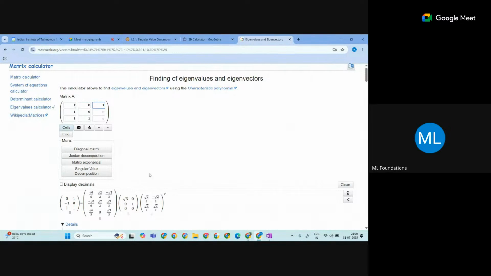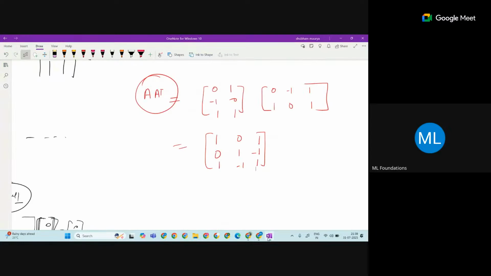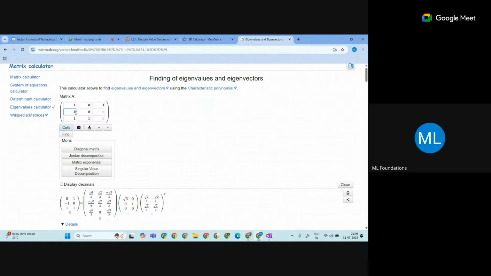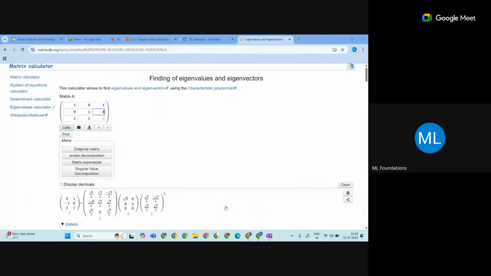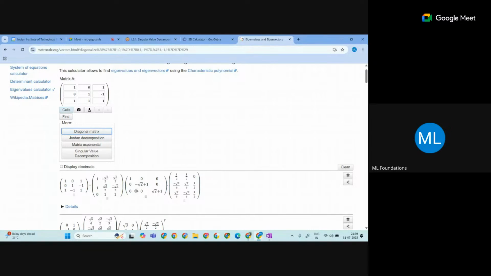0 1, 0 1 minus 1, 1 minus 1, 1 minus 1 and 1. Find the eigenvalues and eigenvectors. So let me see the diagonal of it. Eigenvalues are going to be 1, 1, this one. Eigenvectors are going to be here, this.